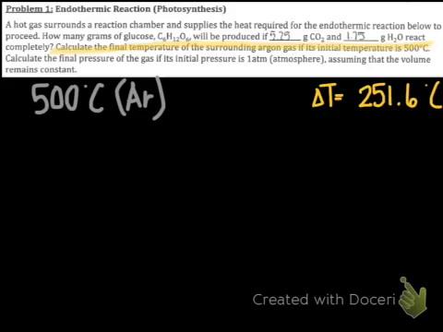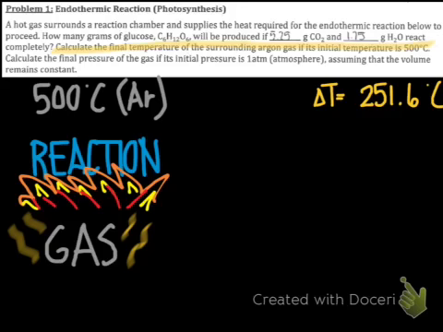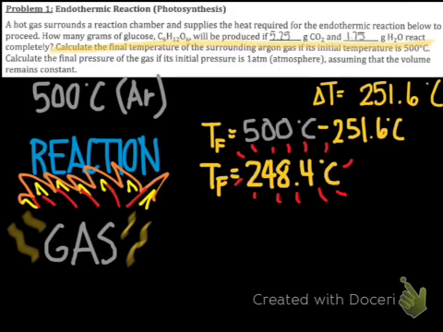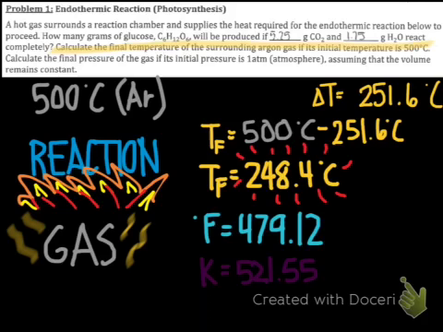Well, now the question is, what do we do with the change in temperature and the initial temperature? Do we subtract it or add the change of temperature to the initial temperature? Well, in this reaction, the reaction was gaining heat because it's an endothermic reaction, which means that the gas was losing heat. So we will subtract the change in temperature from the initial temperature, which will give us the final temperature of 248.4 degrees Celsius. And converting that into Fahrenheit, we will get 479.12 degrees Fahrenheit, and for Kelvin, we would get 521.55 Kelvin.